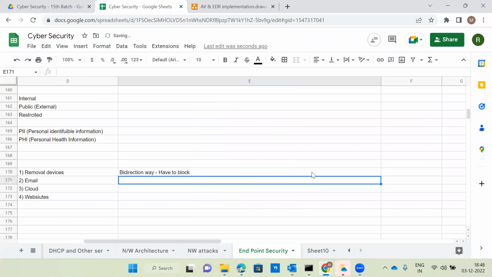So the second one is email also. One is professional to personal and personal to professional, both. Maybe you are a developer and you resign from the company. So what are the projects you worked on? Maybe through an email attachment, you are attaching and sending to your personal email ID. That is also leaking of the data, one type of. Okay, so this is also bidirectional.